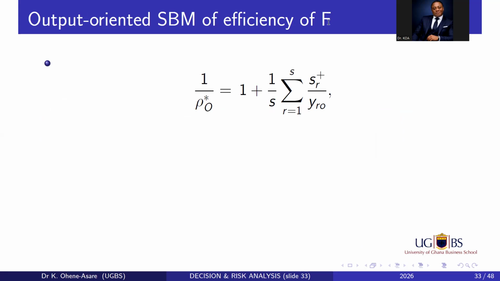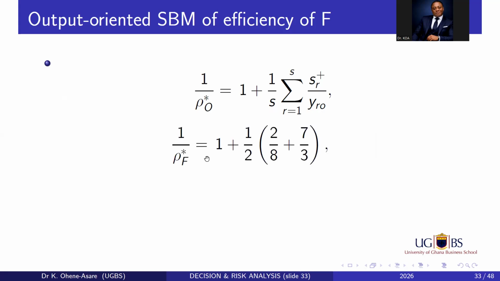How do we now get the score? This is the way to get the efficiency score. Remember, the efficiency score is not 1 over blah, blah, blah. It is actually the rho star. So we're going to do this. This is a general one. Now let's do it for F.